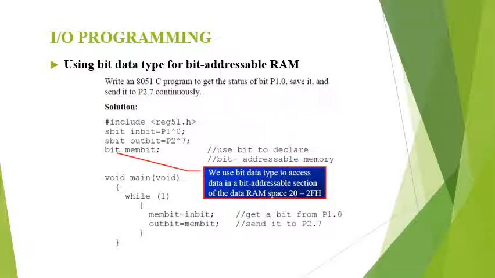Similarly, P2.7 is assigned to outbit using sbit data type, and then membit is declared using bit data type. And then in the main function we have the while loop, and then inbit is assigned to membit, that is P1.0 is assigned to membit, that is getting the bit from P1.0, and then membit is assigned to outbit, that is sending the value to P2.7.